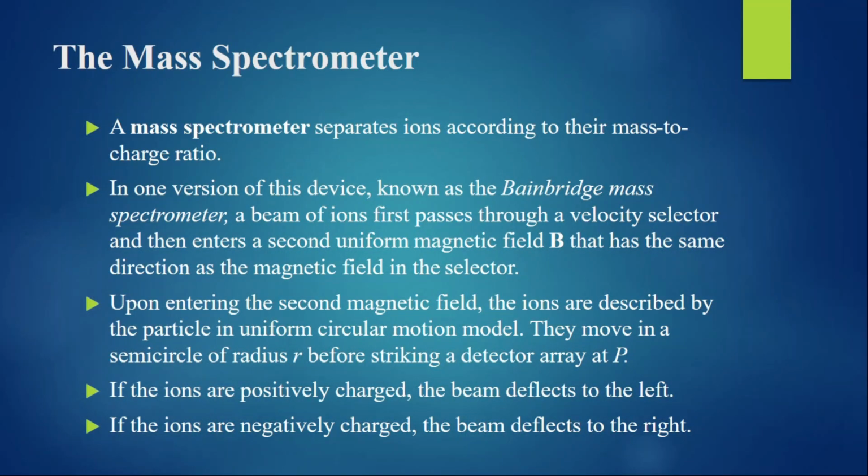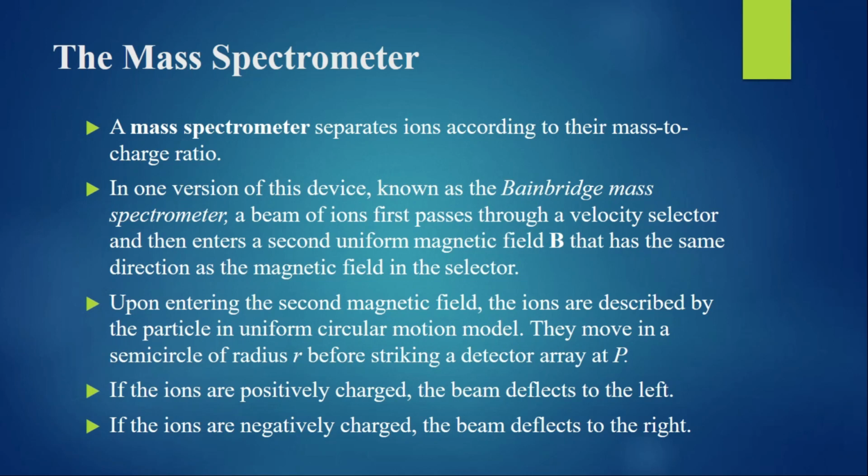The mass spectrometer. A mass spectrometer separates ions according to their mass-to-charge ratio. In one version of this device, known as the Bainbridge mass spectrometer, a beam of ions first passes through a velocity selector and then enters a second uniform magnetic field B0 that has the same direction as the magnetic field in the selector.